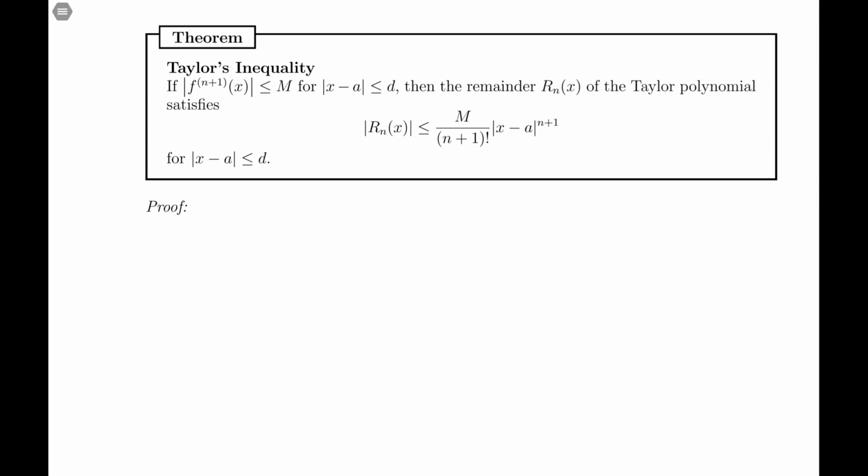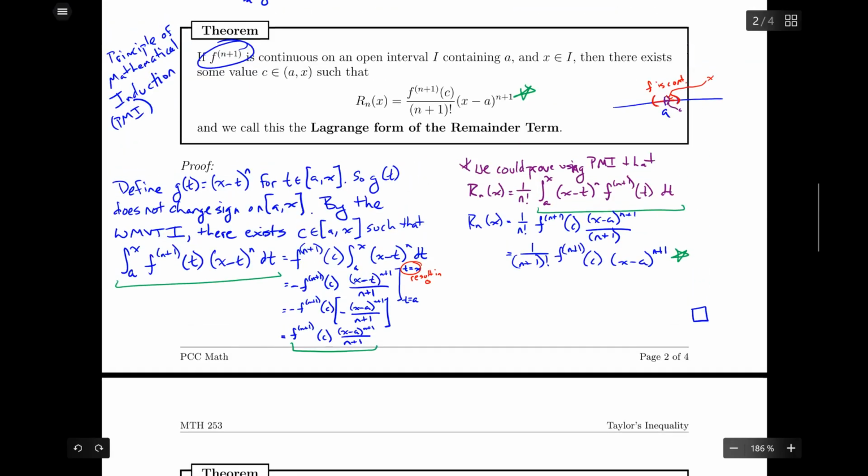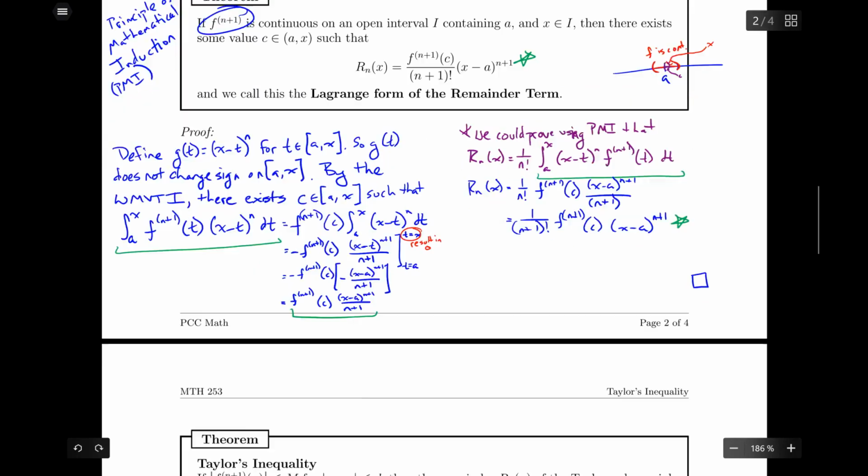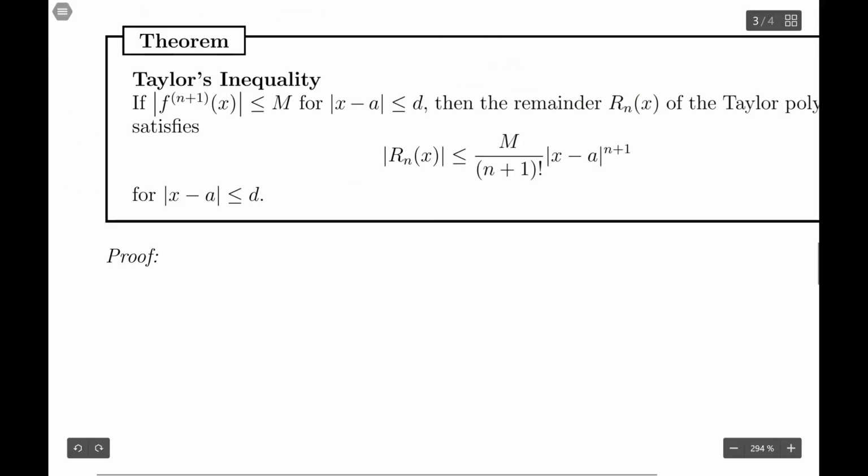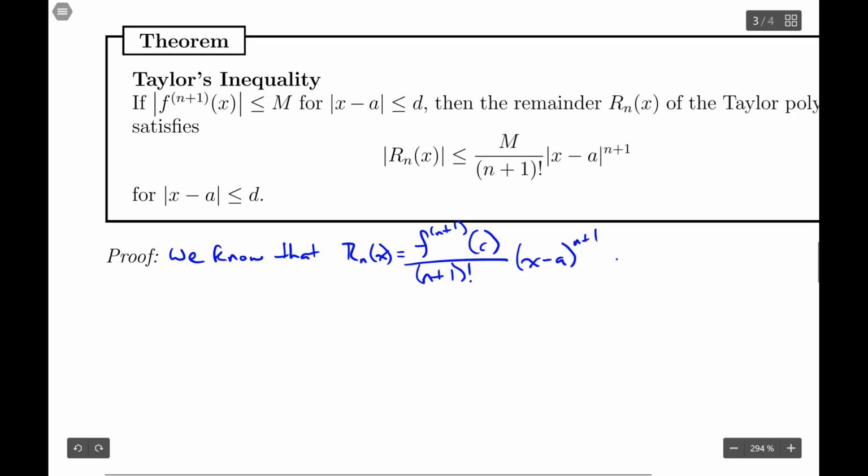Now the proof is actually not so bad because we've already done a lot of the setup, so let's just finish this out. From the previous theorem, the Lagrange form of the remainder, we know that r sub n of x is equal to the n plus first derivative at c over n plus 1 factorial times x minus a to the n plus first power.